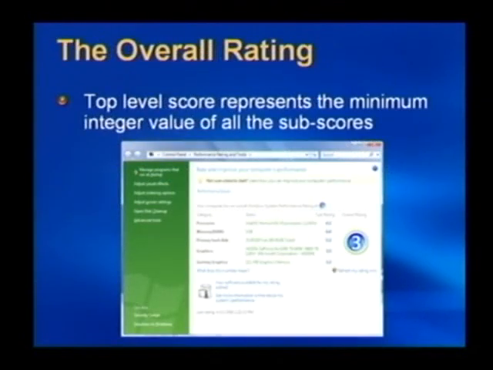Many of you have probably seen this in earlier builds of Vista. One of the key things that people do need to understand about this is that the top level score is not an average or arithmetic or geometric mean of the subscores. It's simply the lowest common integer of the subscores. Very, very straightforward.